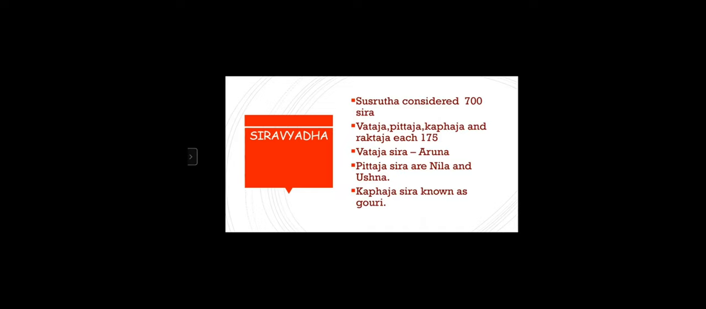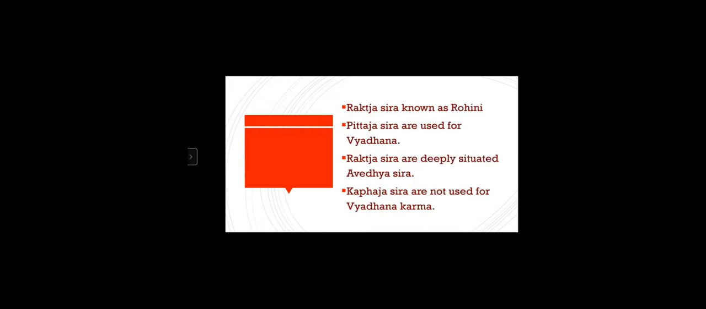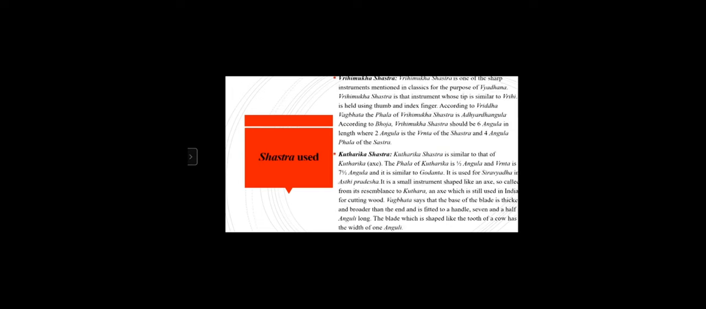Sushruta has explained seven hundred siras, and in Sharira Sthana he has explained Vataja, Pittaja, Kaphaja and Raktaja, 175 each. Vataja sira is Aruna in color, Pittaja sira is Neela and Ushna, Kaphaja sira is Gauri, and Raktaja sira is Rohini. Pittaja sira is mainly used for vedana. Raktaja siras are deeply situated and are avedhya siras, and Kaphaja siras are also not used for vedhana karma.